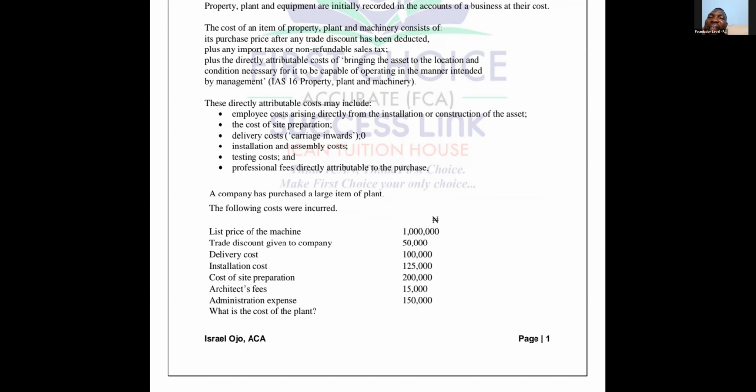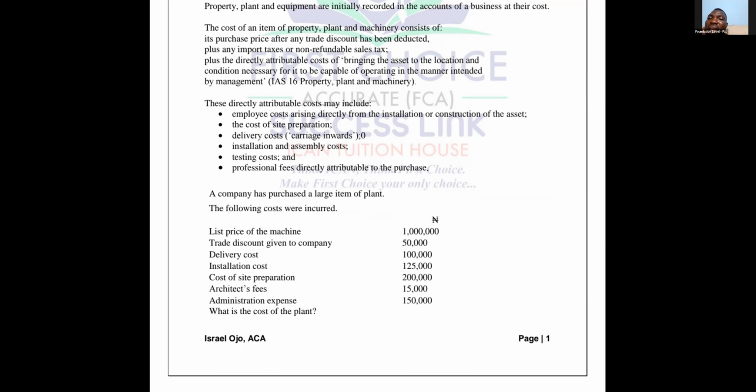Now, if you look at this example that we have here, the example says that a company purchased a large item of plant, so they gave us the list of the plant. They now ask us, what is the cost of the plant? So if you want to get the cost of the plant, you need to ask yourself several questions.